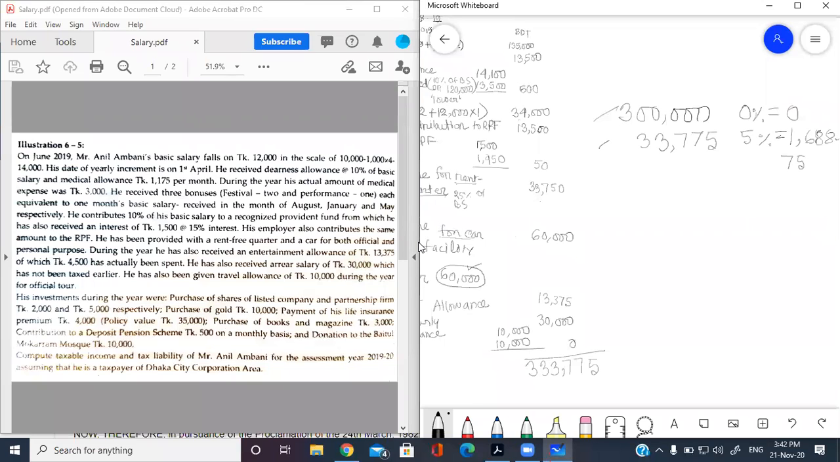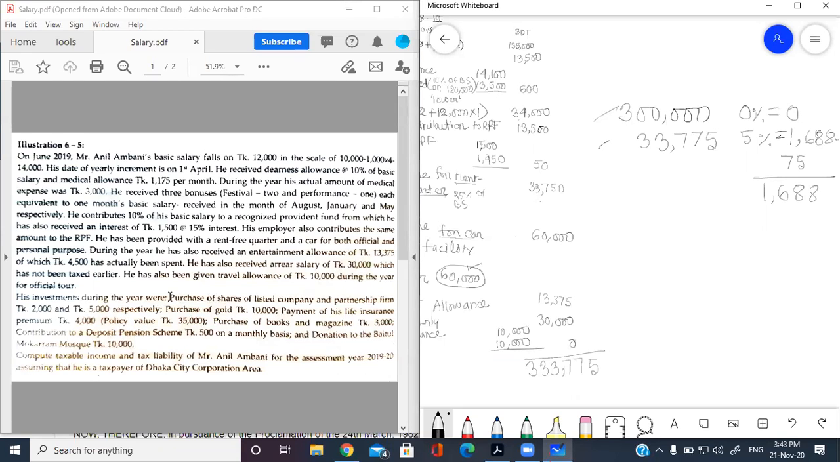Now, from our previous class, we have learned that it is possible to reduce the tax liability by having facility from investment tax allowance. Okay. So let's look at the information provided, whether there is any information which shows that it is possible for Mr. Anil Ambani to get some investment tax allowance.